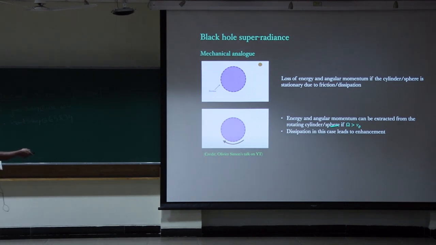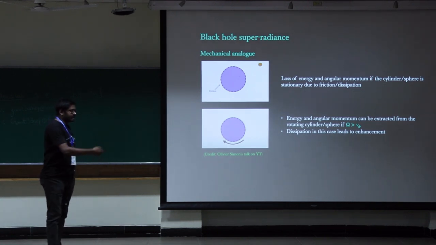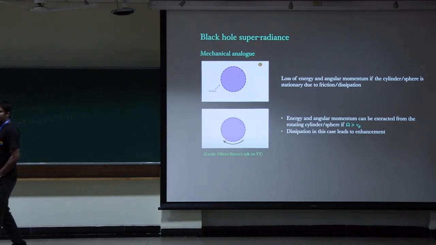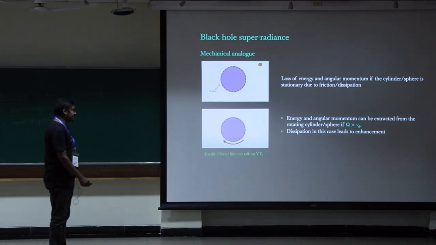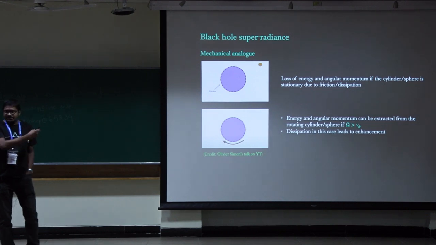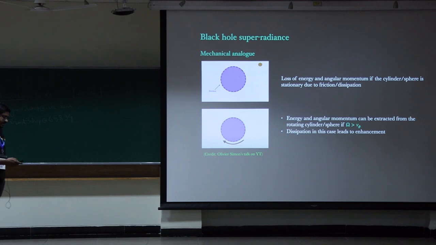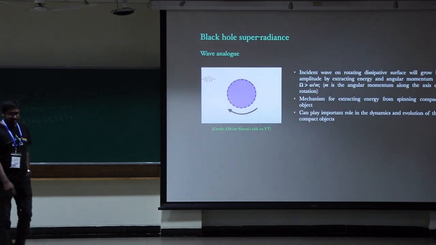So if this kind of conditions are met, then we can have some kind of extraction of the energy and the angular momentum from that rotating body, okay. And obviously in this case the dissipation actually leads to the enhancement of the kinetic energy of the outgoing body. Now you can think of a wave analog of it, okay.